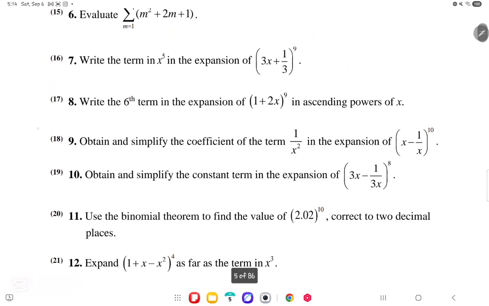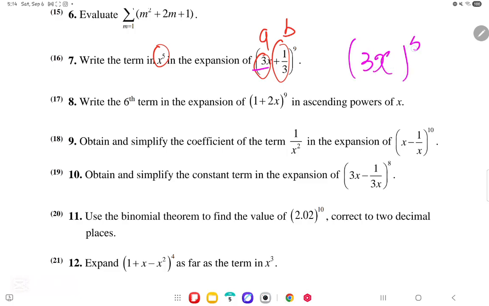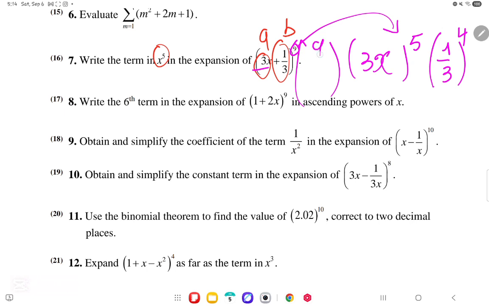Very simply, term x^5. We look at our a and we look at our b. Which of them has an x? In this case, only a has an x. That means you're going to take our a, which is 3x, and put it all to the power of 5. Okay? And we're going to multiply it by 1 over 3 to the power of what? To the power of n minus 5, which is 9 minus 5, which is 4. Now, what is left? The combination. What's the combination in this case? It's n, which is 9, over k. What's k? k is 4 in this case.